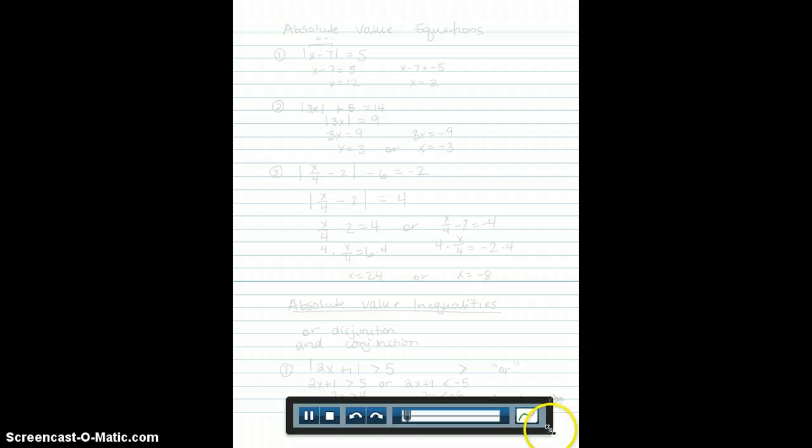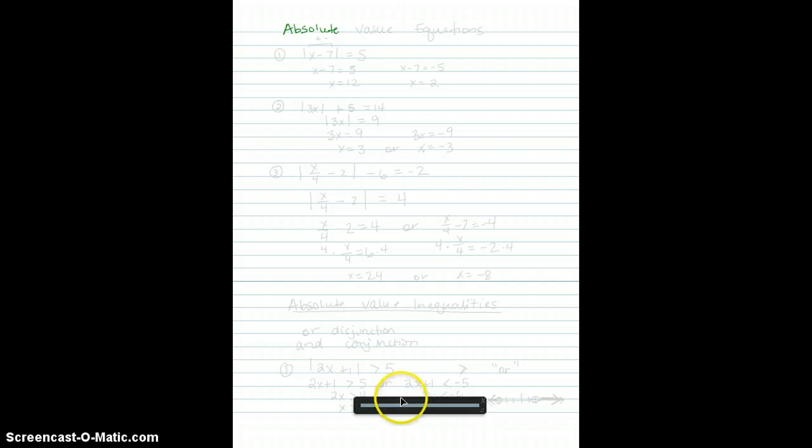In this lesson, we're going to talk about solving absolute value equations. So let's go ahead and look at an equation. Let's say that we have the absolute value of x minus 7 is equal to 5.